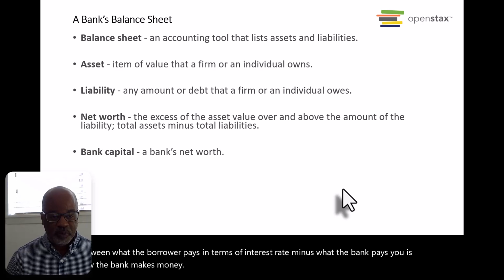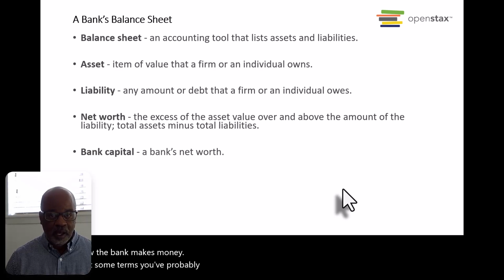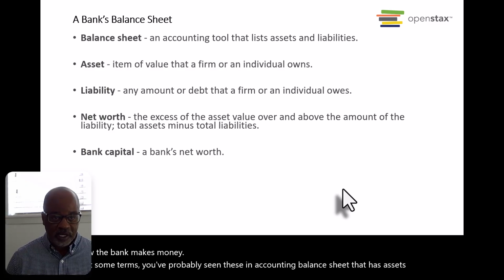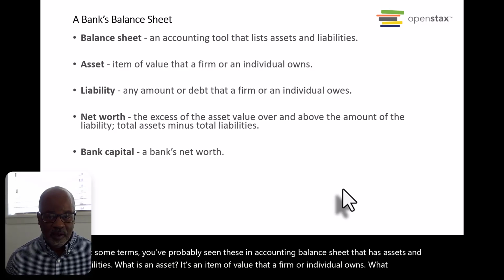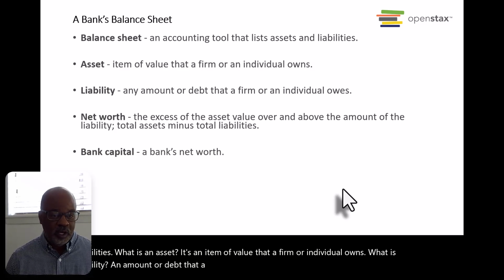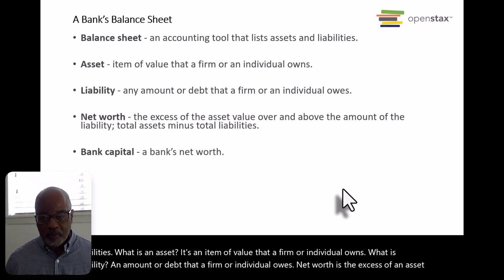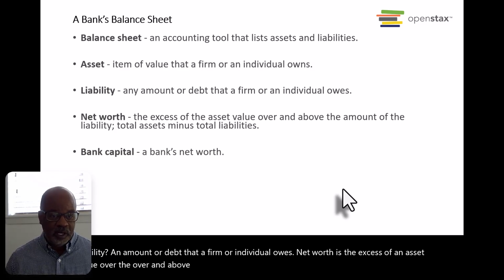Just some terms you've probably seen in accounting. A balance sheet has assets and liabilities. What is an asset? It's an item of value that a firm or individual owns. What is a liability? An amount or debt that a firm or individual owes. Net worth is the excess of an asset value over and above the amount of the liability, total assets minus liabilities.